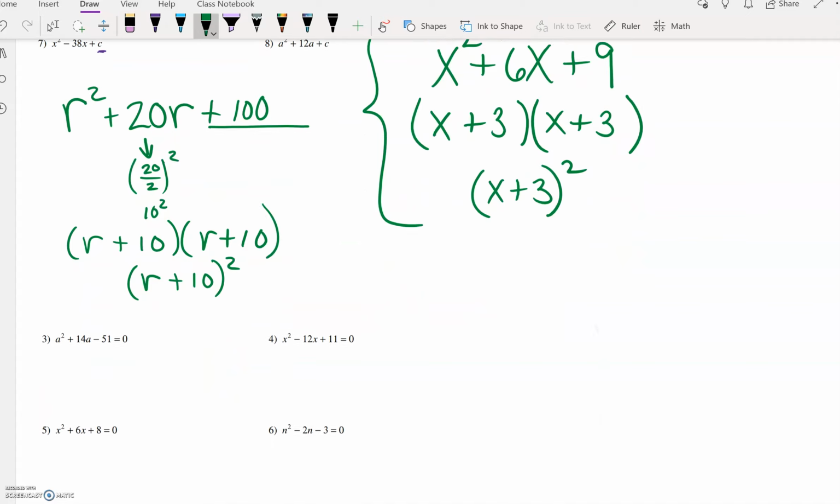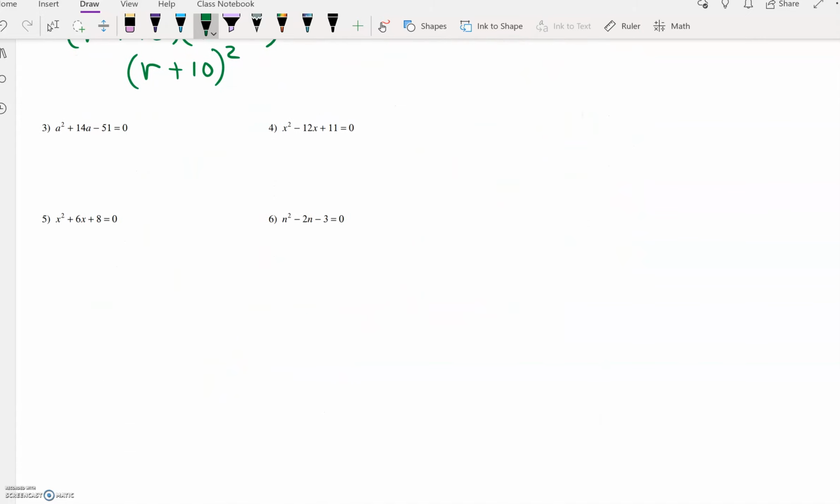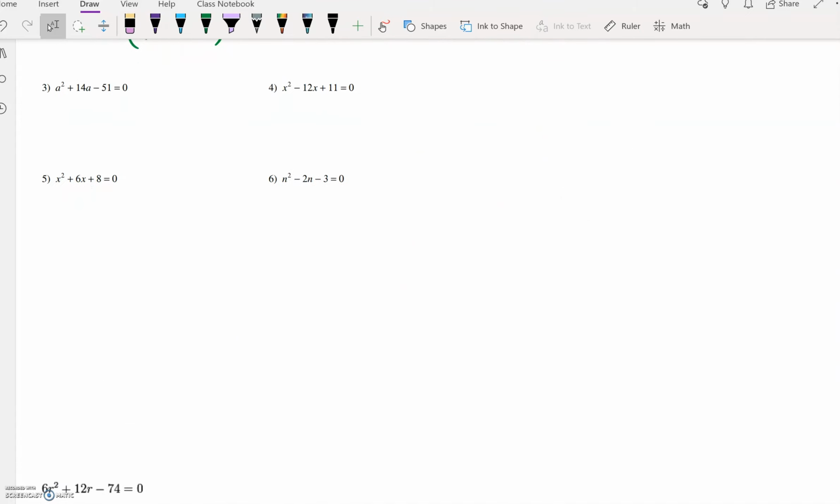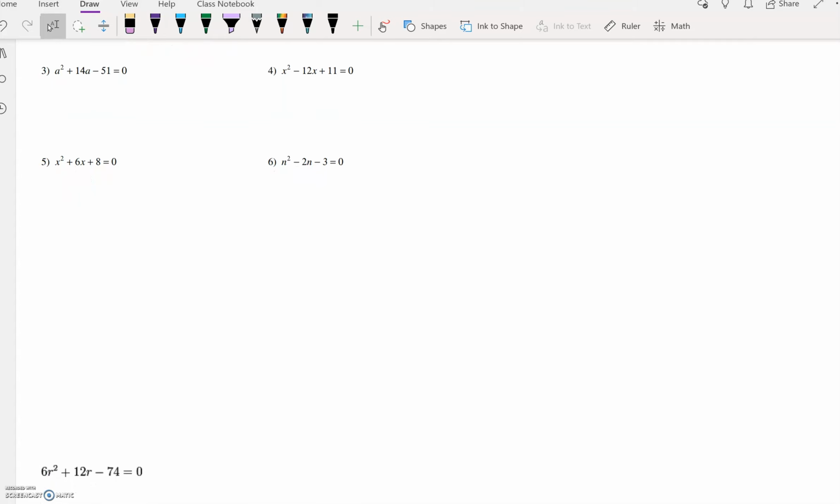Completing the square to solve a quadratic is going to go something like this. So I have brought in several examples. We're not going to do all of these examples. We're just going to do a couple of these examples. Okay? So we're going to start with this one right here.